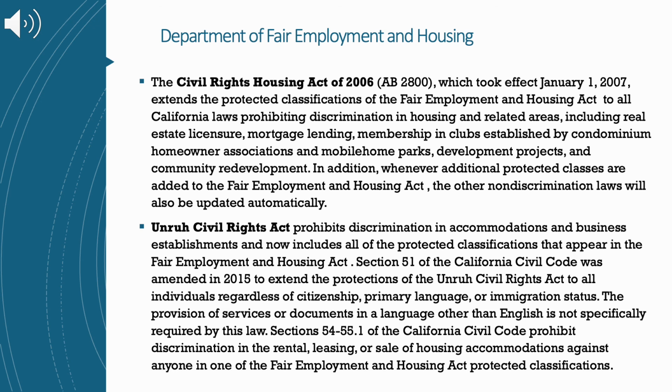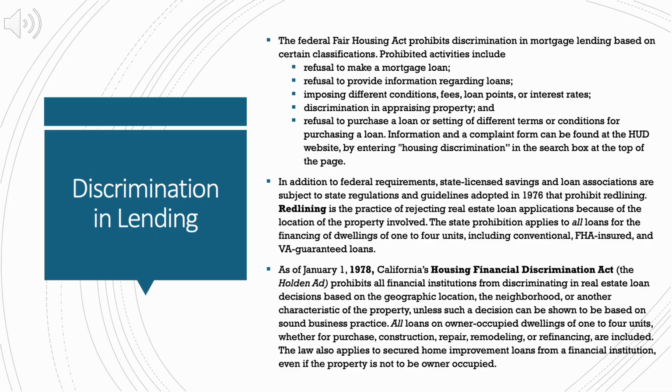Sections 54-55.1 of the California Civil Code prohibit discrimination in the rental, leasing, or sale of housing accommodations against anyone in one of the Fair Employment and Housing Act protected classifications. Discrimination in lending.